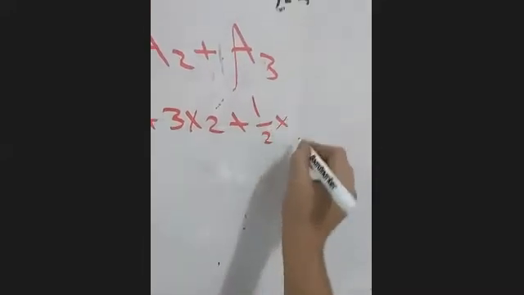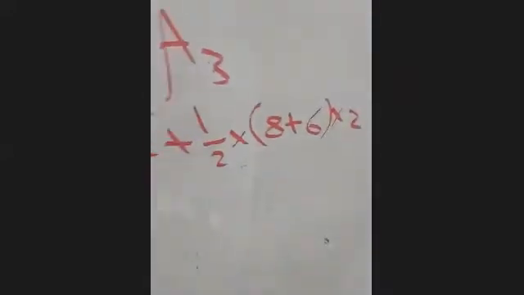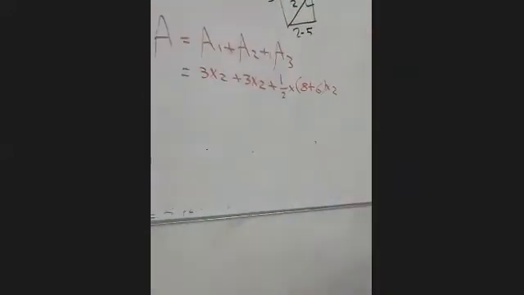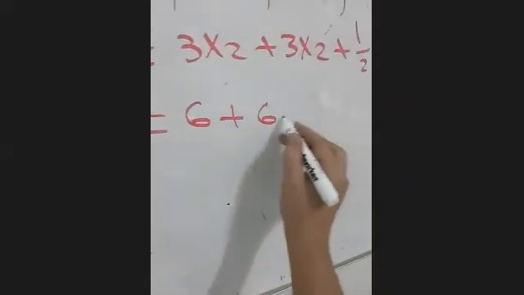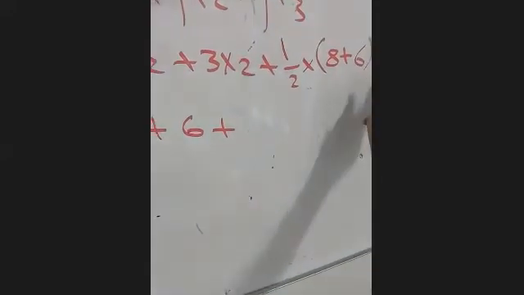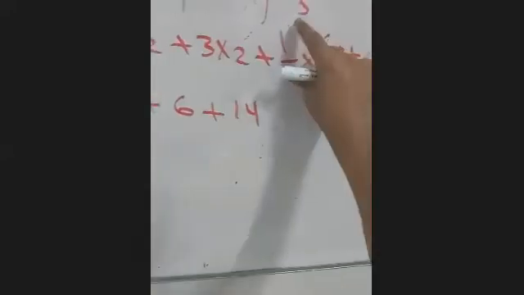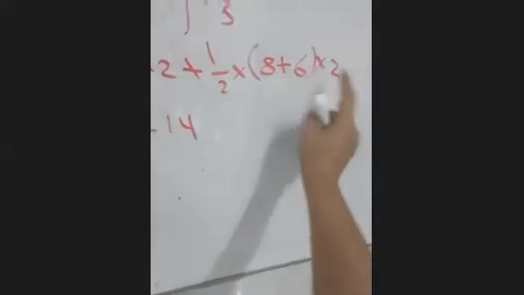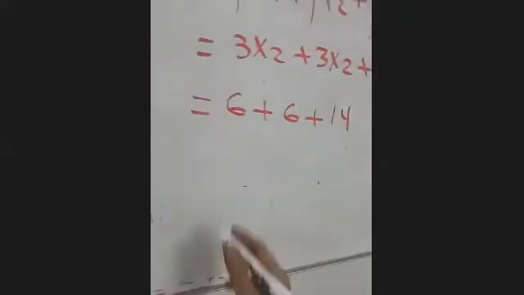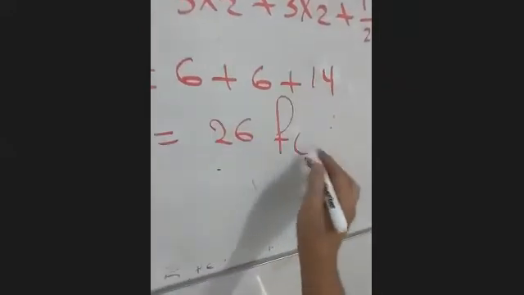Half multiply B1, which is 8, plus B2, which is 6, multiply the height, which is what? 2. 2. Calculations now. 8 plus 6 is 14, half of 14 is 7. Multiply 2, 14. Half of 14, 7. Multiply 2, 14 equals 14, 26 feet to the power 2.